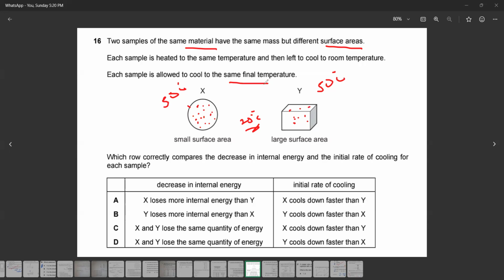The samples are allowed to cool to the same final temperature. As they cool down, they reach room temperature. So the change in temperature for both is the same, like X will be the same as Y. Which row correctly compares the decrease in internal energy?